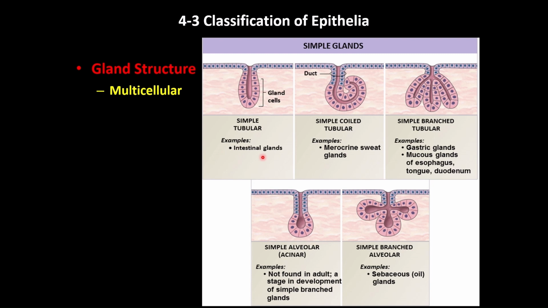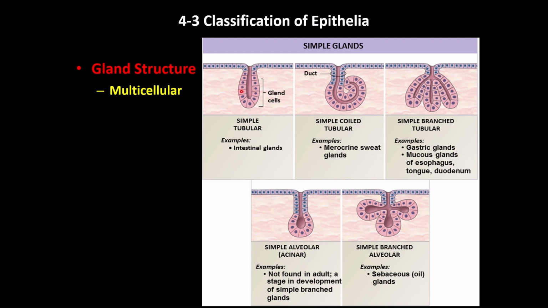This one you can see in the intestinal gland. Some of these ones are actually twisted, like this one. You see it in the sweat gland, the merocrine sweat gland. This is called simple coiled tubular. So it's not just straight.